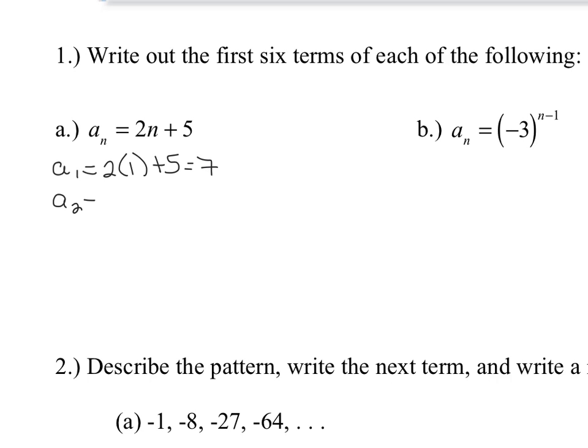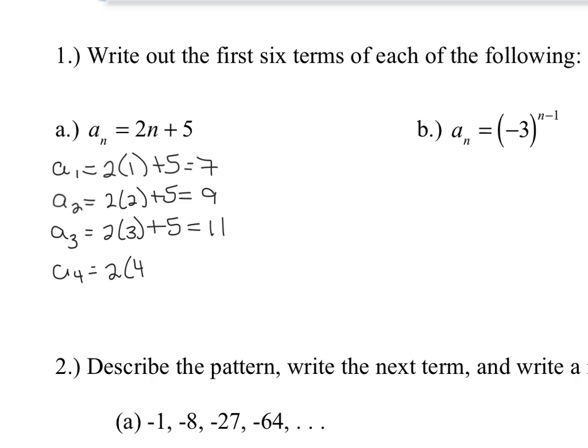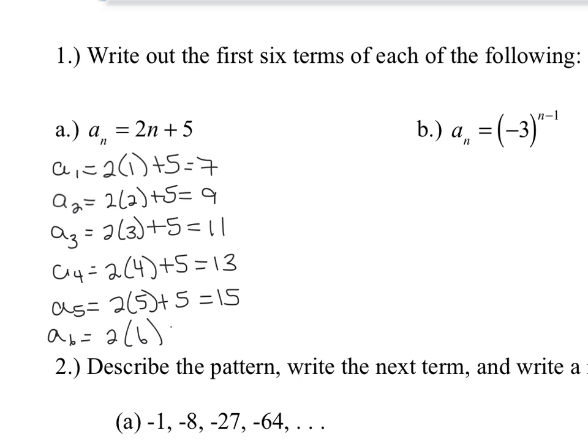And then a sub 2, now our n value is 2, so I'm going to substitute 2 in place of n in that general equation. 2 times 2 plus 5, and that will give you 9. A sub 3 would be the third term. So 2 times 3 plus 5, or 11. A sub 4 would be 2 times 4 plus 5, or 13. And a sub 5 would be found similarly. 2 times 5 plus 5 is 15. And then the last one, a sub 6, is equal to 2 times 6 plus 5, which is 17. So they would represent the first 6 terms of this sequence.